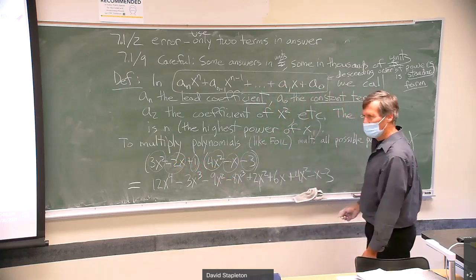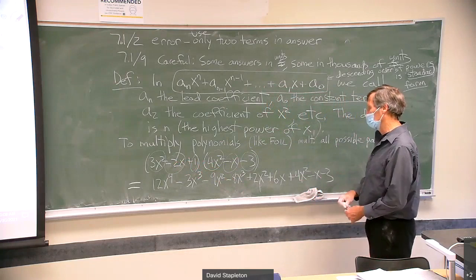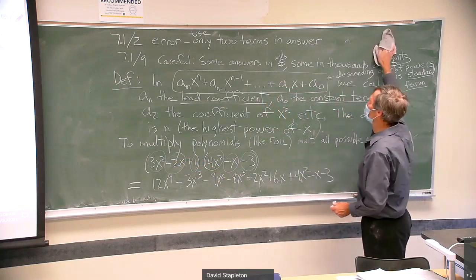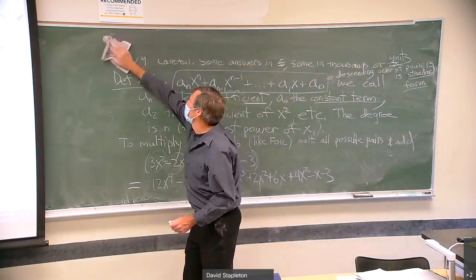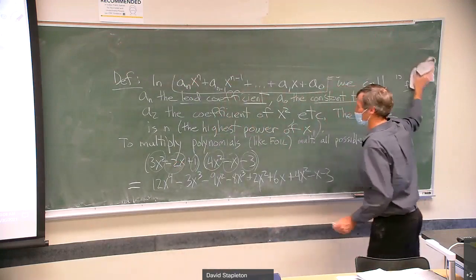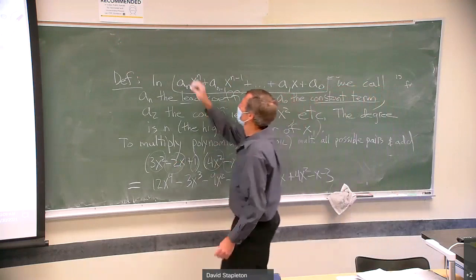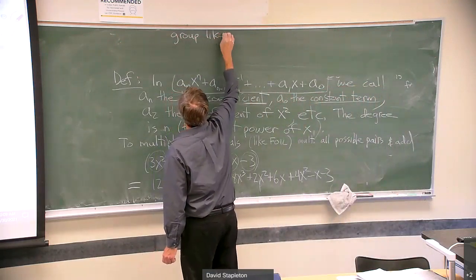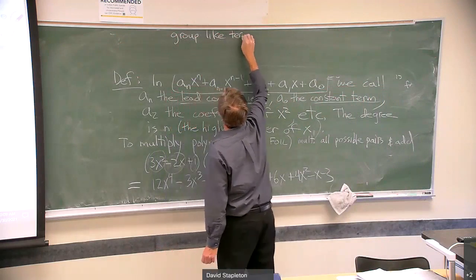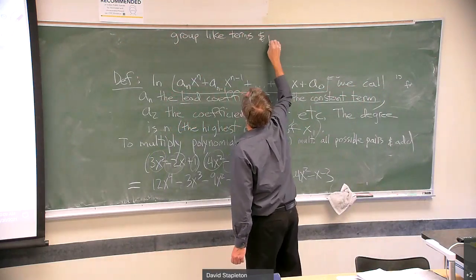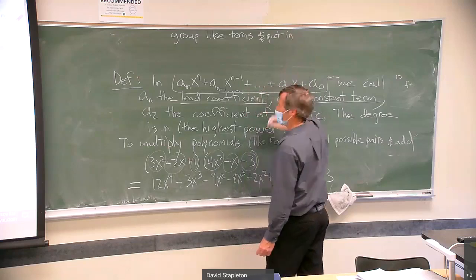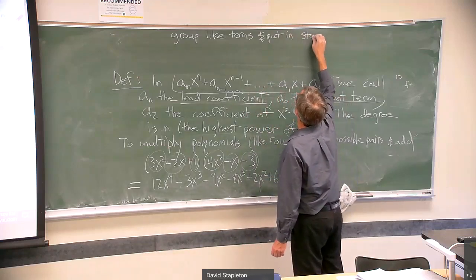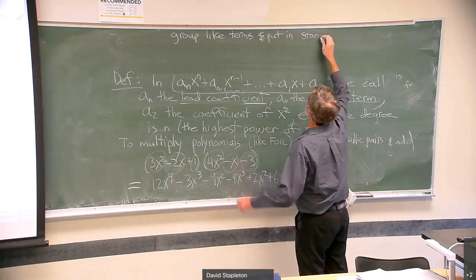Right? Now, what you want is to put these into standard form, right? If you give me this answer in the test, it is true, that's the product. I'm going to take points off for not simplifying. So you simplify, you group like terms and put in standard form. Sometimes they'll call it canonical form. I don't think they're doing this part. Canonical just means standard of some sort.